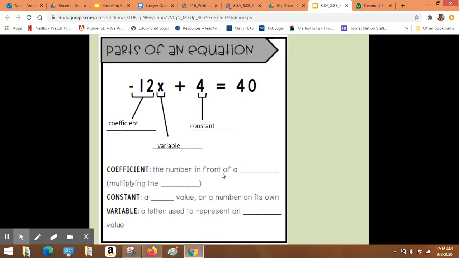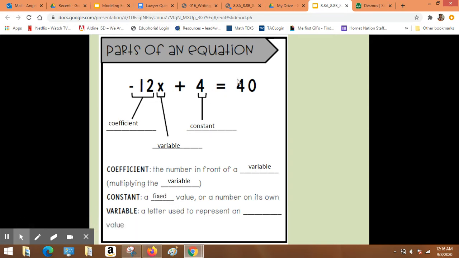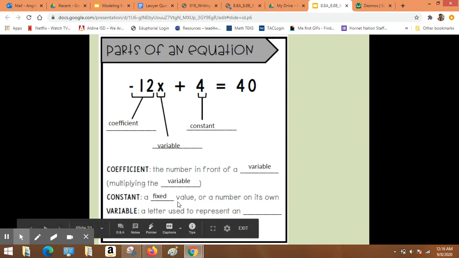So my coefficient is a number in front of a variable multiplying my variable, right? So a number next to something means they're multiplying. A constant is a fixed value or a number on its own. So again, it's a loner. And my variable is a letter used to represent an unknown value.